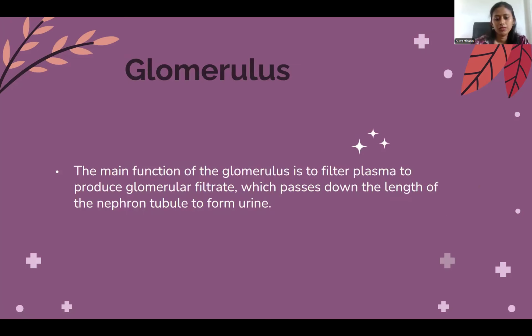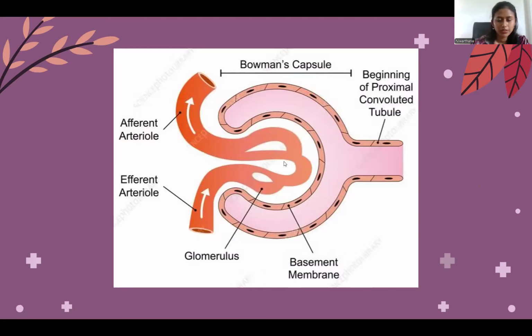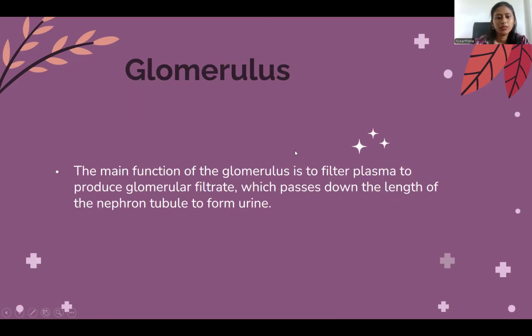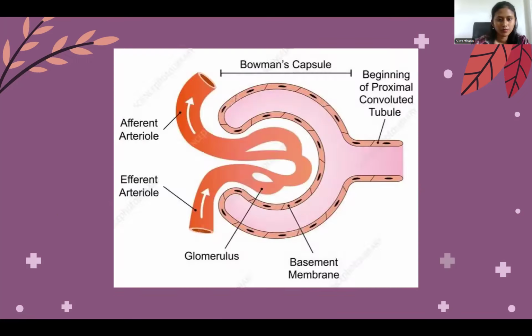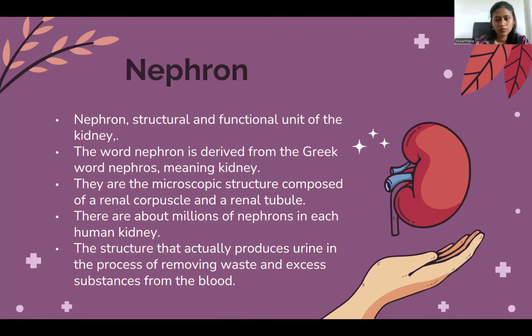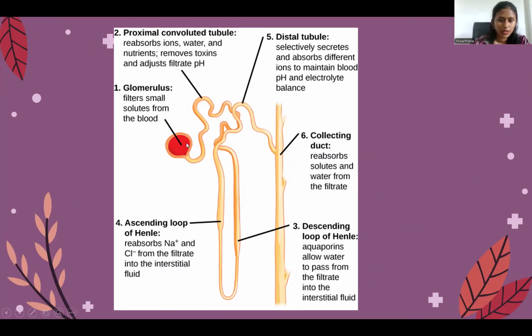The main function of the glomerulus is to filter plasma to produce glomerular filtrate, which passes down the length of the nephron tubule to form urine. So the glomerular filtrate is produced, it gets passed down these tubules, and at the end, the urine is produced.